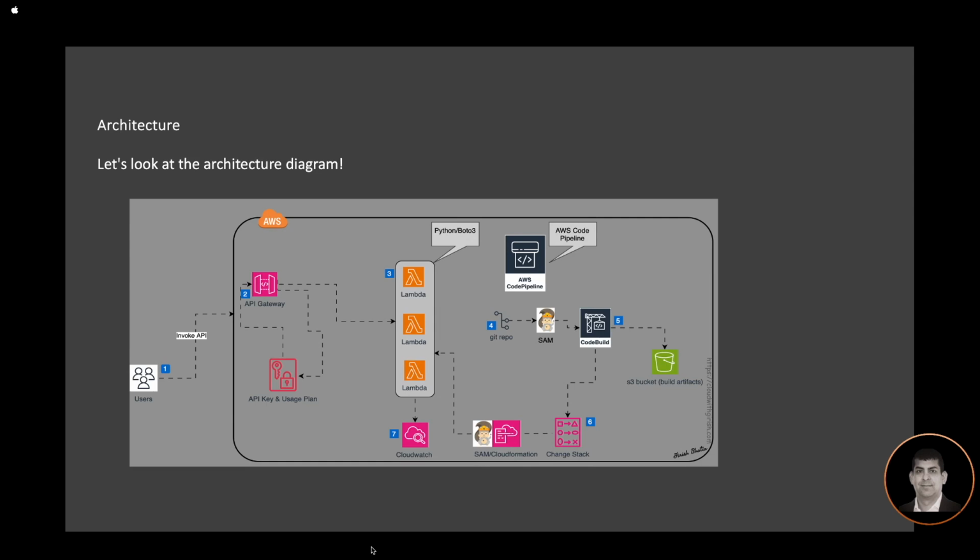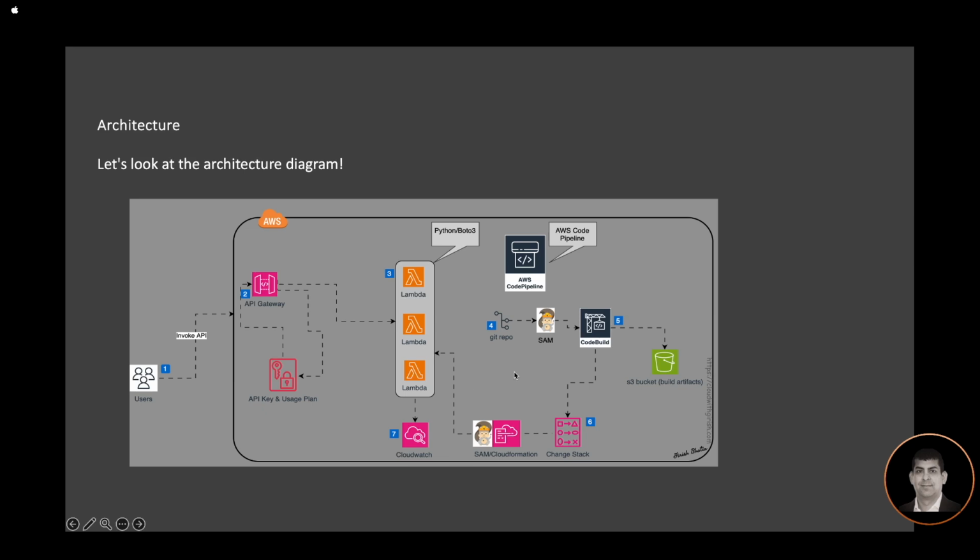Let's look at the architecture. In the first part of this architecture design diagram, we have a flow indicating that there is a user invoking an API. That API is hosted in API Gateway. It's a secure API, using an API key and usage plan, and it's invoking a Lambda function. The Lambda function is using integrated CloudWatch logs, and this entire flow is built using AWS SAM, the Serverless Application Model, using the infrastructure as code approach.